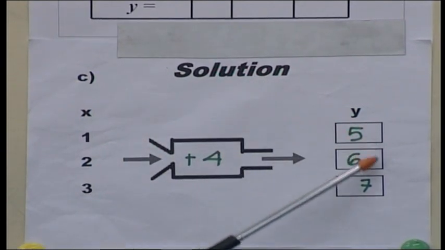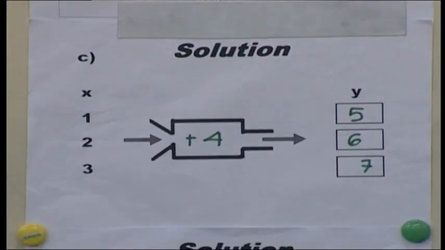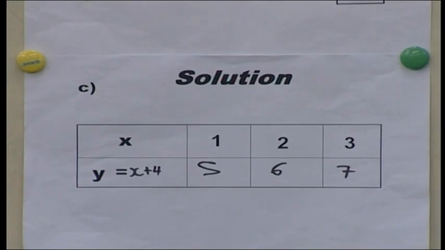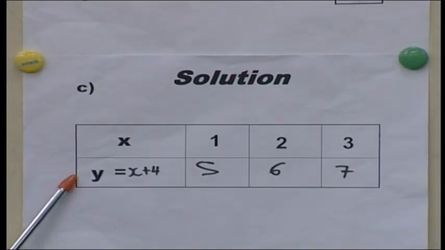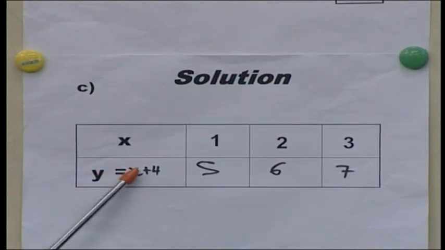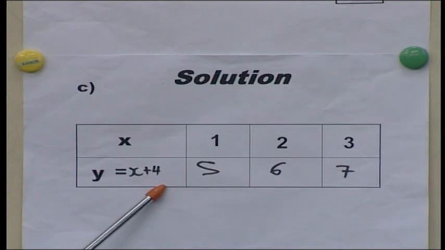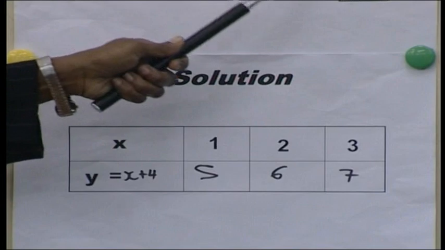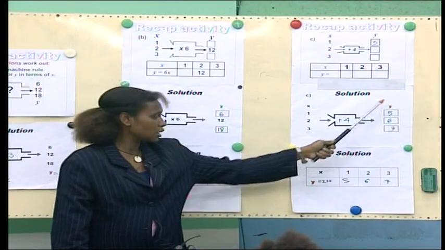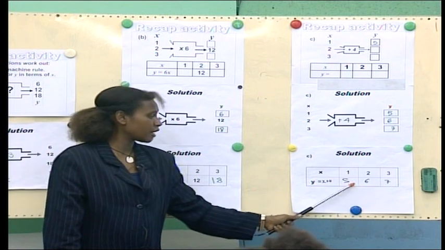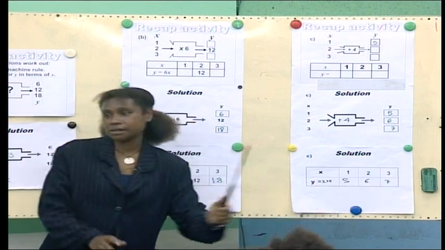All these are transferred into a table form. X column, the inputs are all written. Don't forget there were some students that left out the equation column blank. Y equals x plus 4. And the same information that you have from this function machine as your output should be transferred into these blank spaces here. 5, 6, and 7.